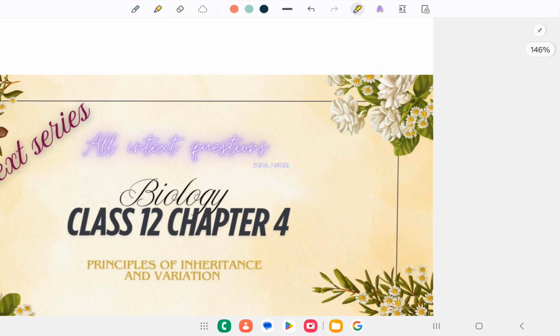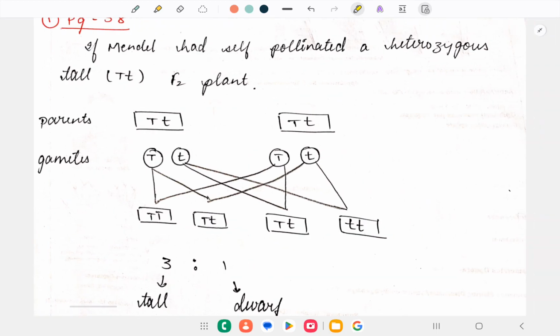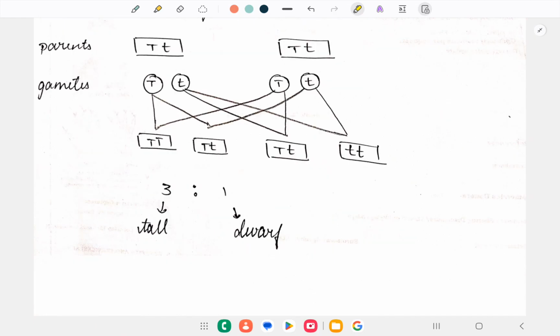So, moving to the first question on page number 58, that is, what do you think Mendel would have got had he self-pollinated a tall F2 plant? If Mendel had self-pollinated a heterozygous tall F2 plant, then what would he have got? When the gametes are formed, we would get that 3 are tall while 1 is dwarf. So the obtained ratio is 3 is to 1.